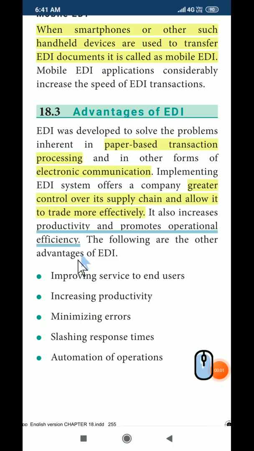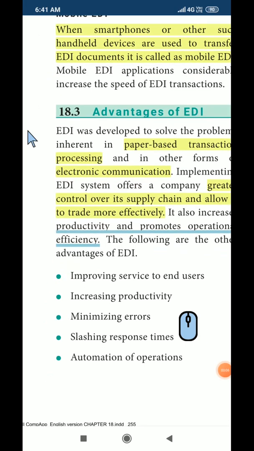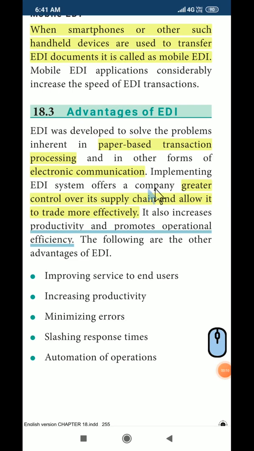Now we'll see the advantages of EDI. EDI was developed to solve the problems inherent in paper-based transaction processing and in other forms of electronic communication. So why do we use this EDI format to transfer documents online? It actually solves the problem of paper-based transaction processing and other forms of electronic communications.